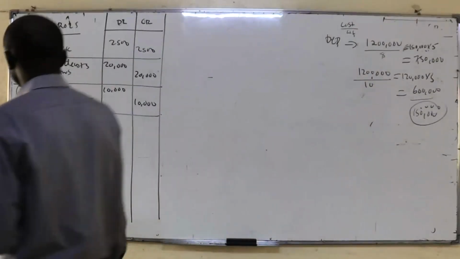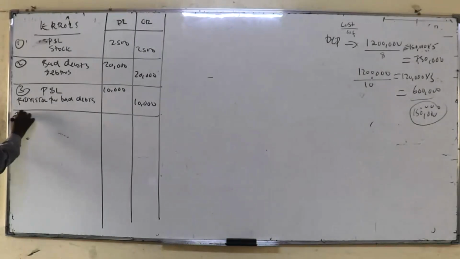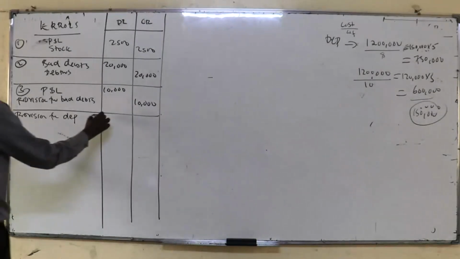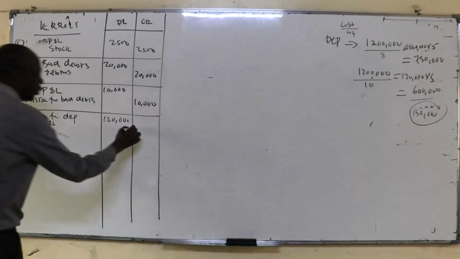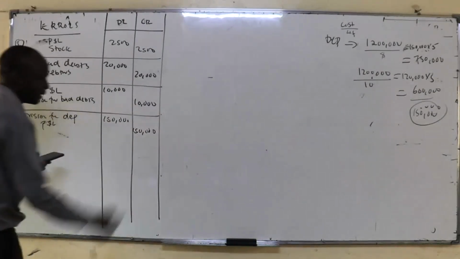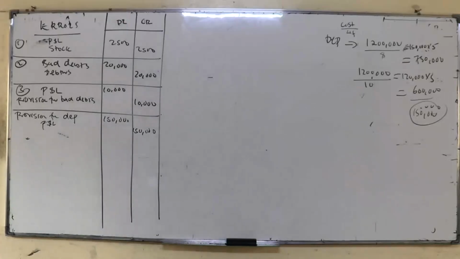So here we debit provision for depreciation by 150,000. Then we credit what? Profit and loss. Anything that is increasing the profits is credited to the profit and loss account. Anything that is reducing profit is debited.